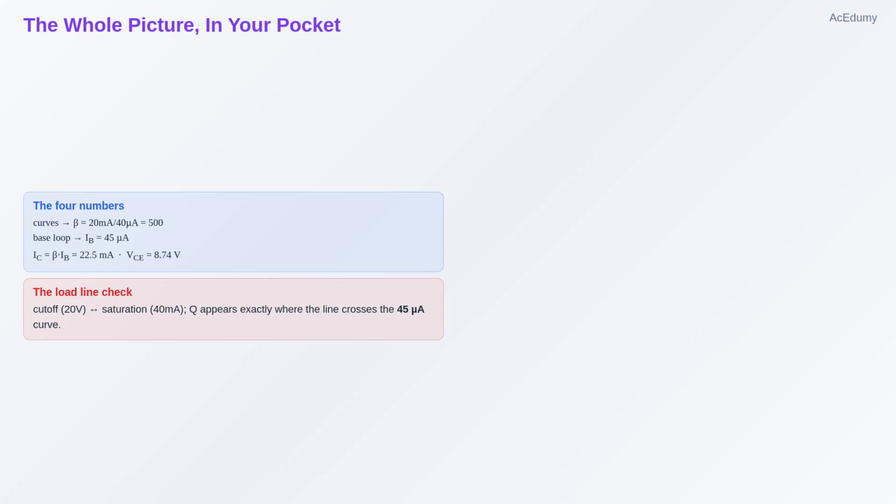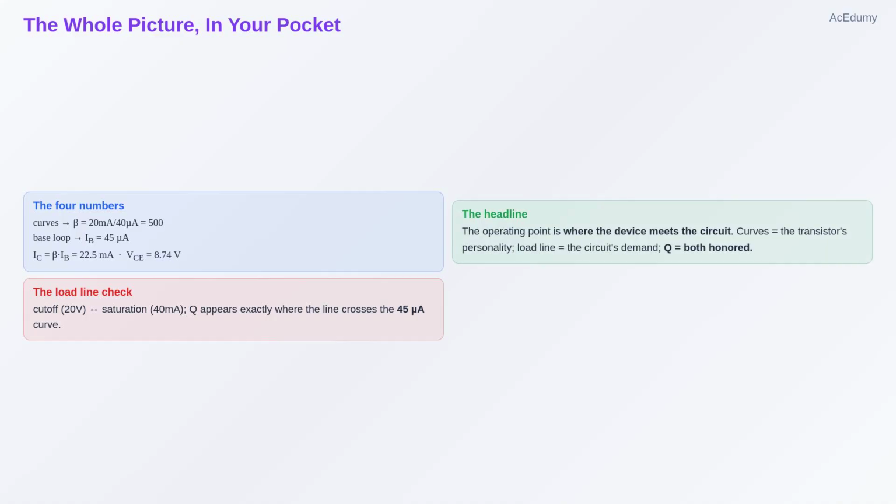The headline to carry: the operating point is where the device meets the circuit. The curves are the transistor's personality. The load line is the circuit's demand. The Q point is the one place both are honored. And with that, our DC tour of the bipolar transistor is complete. Next, we meet a different breed entirely, the field effect transistor, where a voltage, not a current, takes command. See you there.